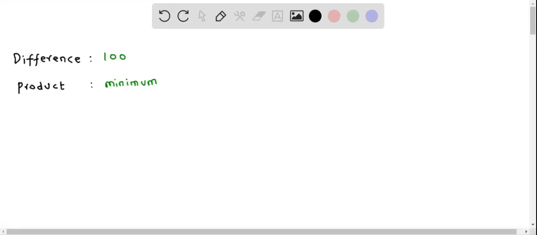We now find two numbers whose difference is 100 and their product is minimum. Let's say that one of the numbers is x and the other number is y. So it is given that the difference is 100. So we can write down x minus y equals 100. In fact, we can write down this as y minus x, and this equals 100.